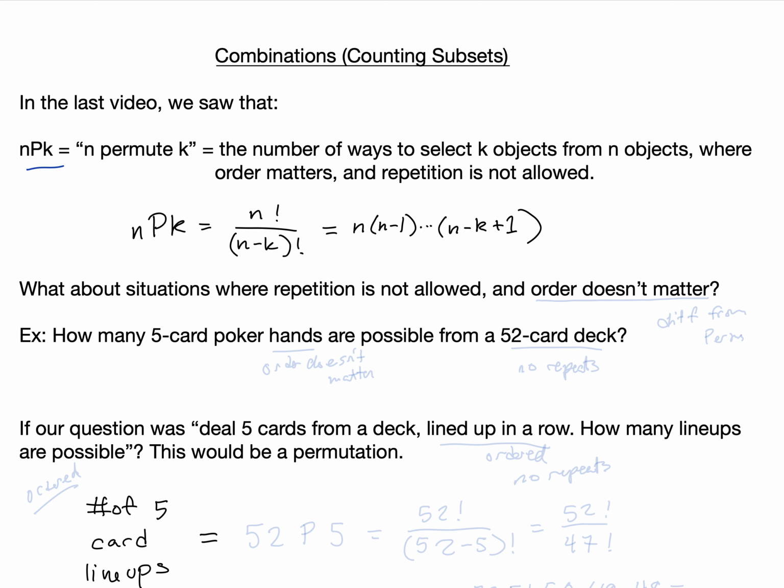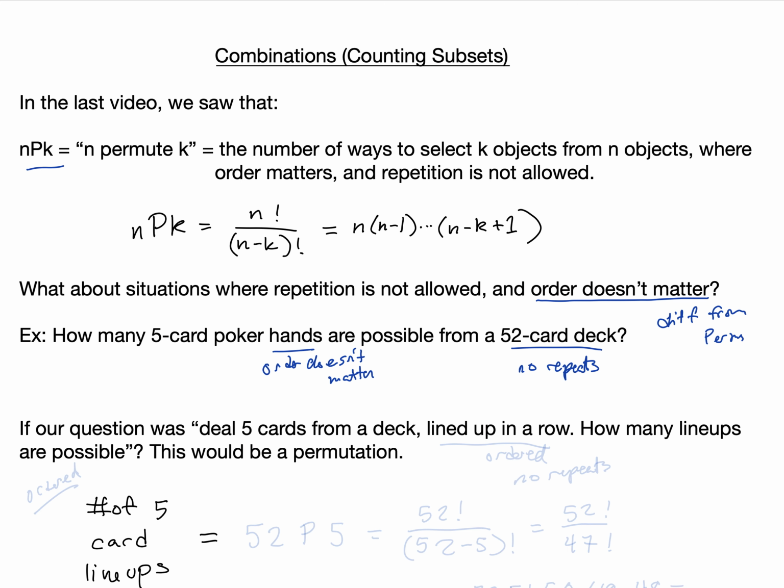So what about situations where repetition is not allowed, that's the same, but order does not matter? So this is different from a permutation. For example, if we were asking how many different 5-card poker hands are there from a standard 52-card deck, this would be a situation where it's a hand of cards. You've got your hand of cards in front of you. So here order doesn't matter, and if it's a standard 52-card deck, there's only one card of each type. There are no repeats. You can't have two of the same card.